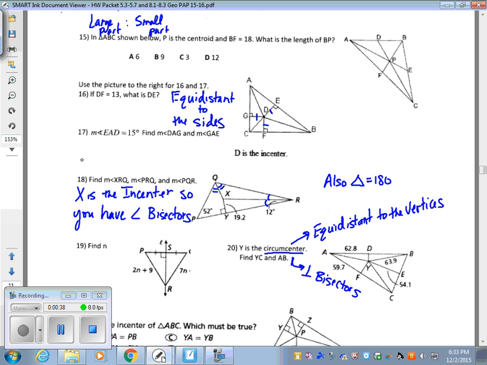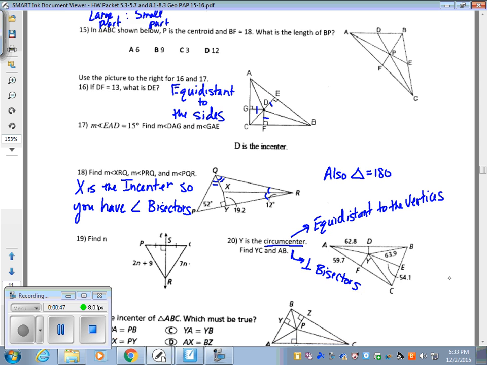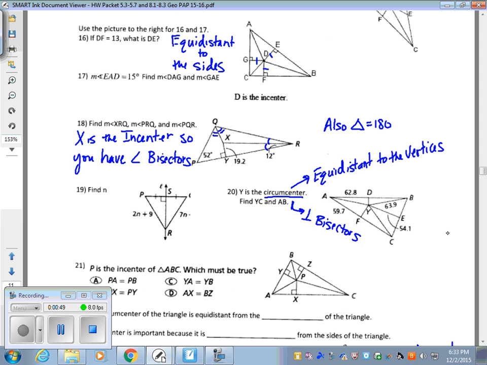16, again, we are showing these perpendicular boxes. That tells me the distance, that's equidistant, so that's your hint on that. Once you use that property, there's not really much math necessary.